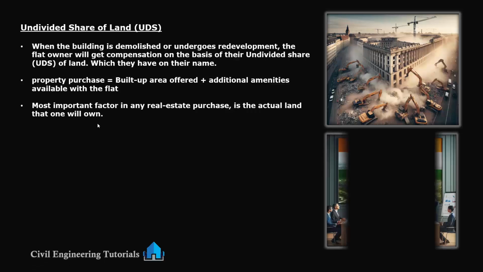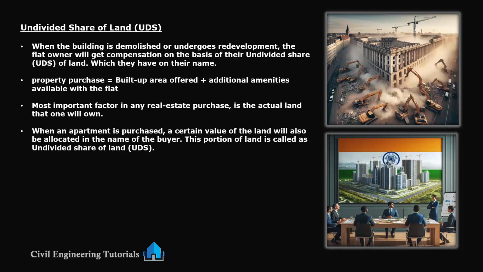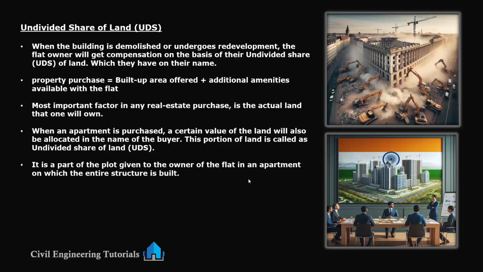So when an apartment is purchased, a certain value of the land will also be allocated in the name of the buyer. This portion of land is called undivided share of land. Hope you understand what is undivided share of land. It is a part of the plot given to the owner of the flat in an apartment on which the entire structure is built.